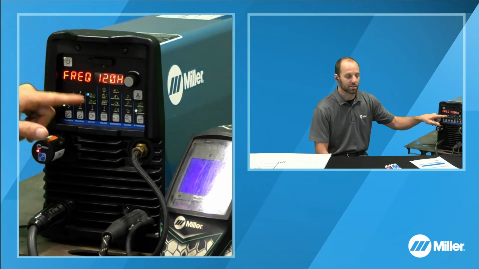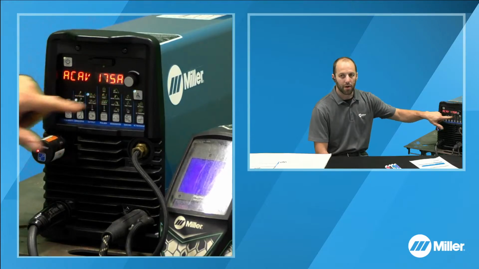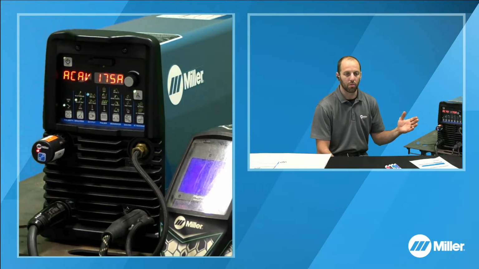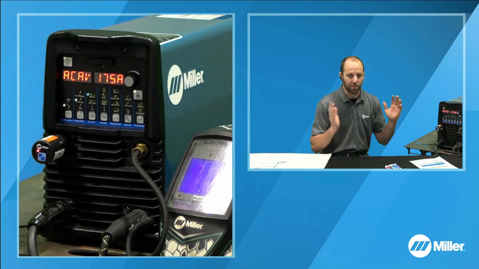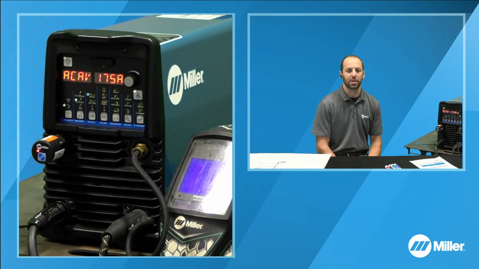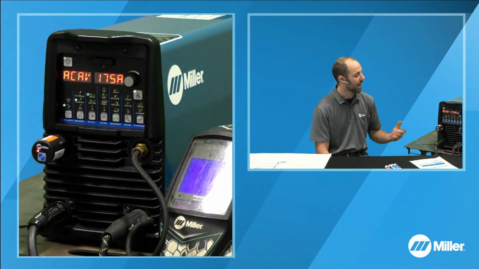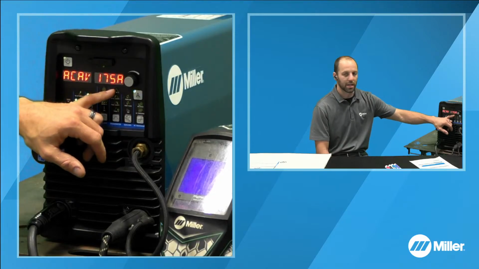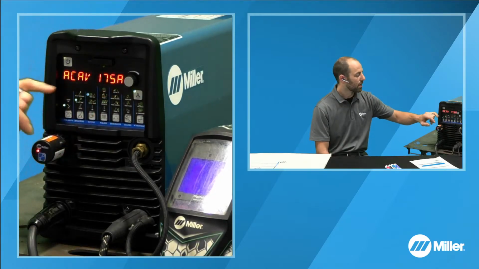Our balance setting is going to impact our average amperage that's displayed on the front here. With a 2:1 ratio, you think, well, at a 50-50 balance you're going to get an average of those, which would be 150 amps. But because our balance setting is at 75%, we're getting more electrode negative, which is that higher amperage, which is why we're getting a higher number here.